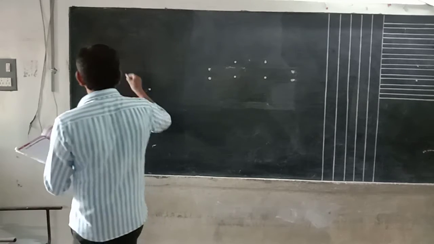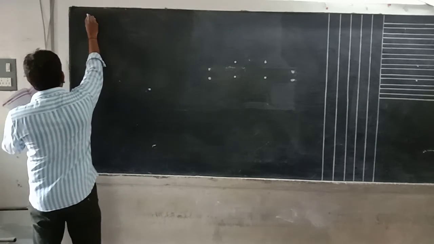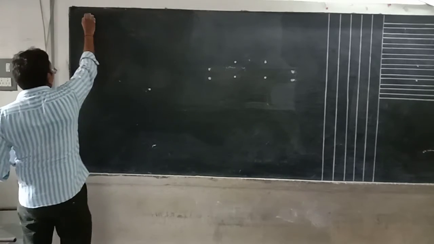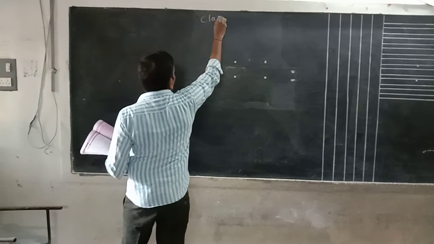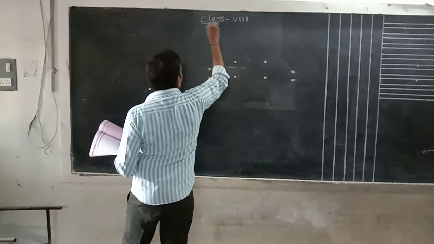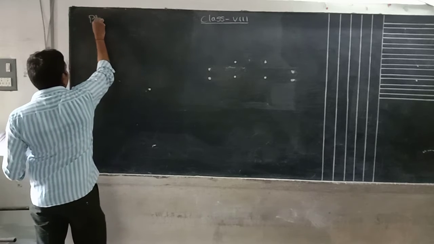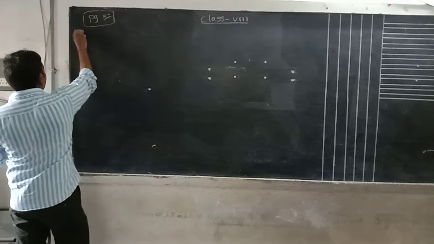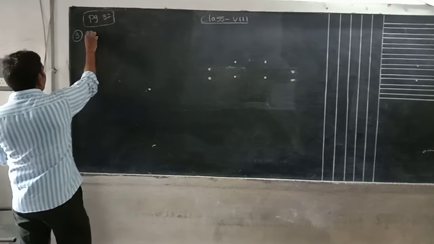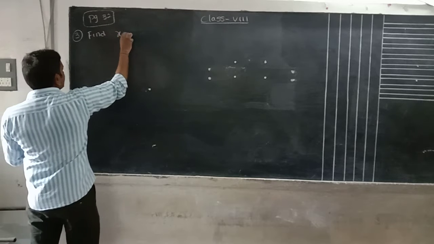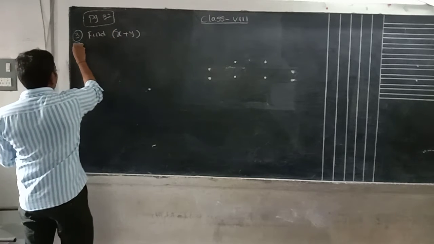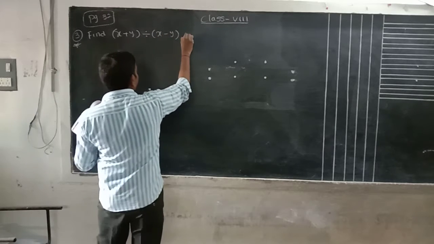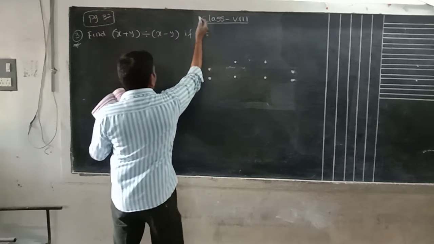What is the question here? Third question, page number 32, Class 8. On this page we already started the third one. In the third one, you have to find x plus y divided by x minus y. It is a very important problem.